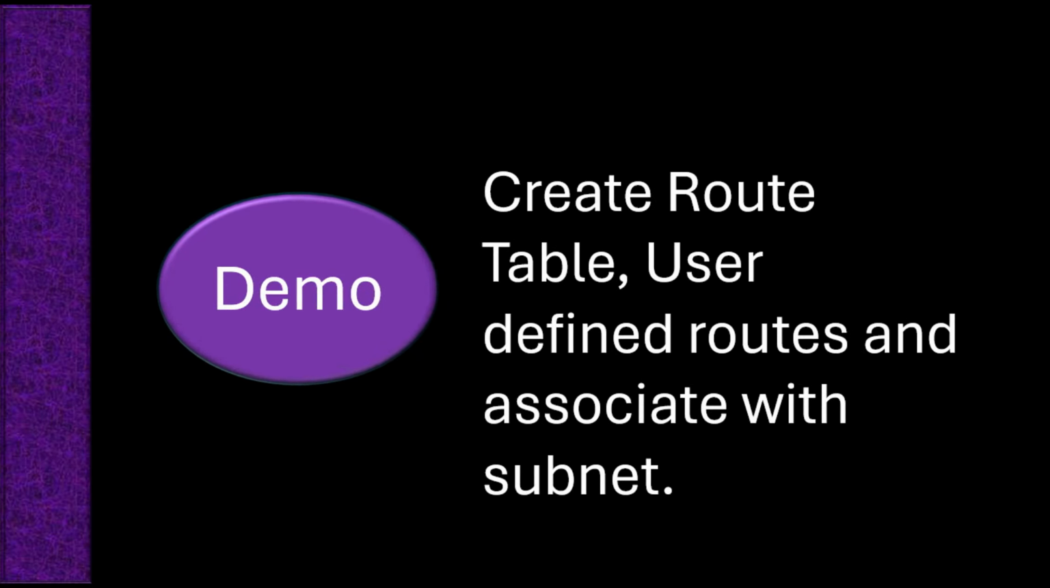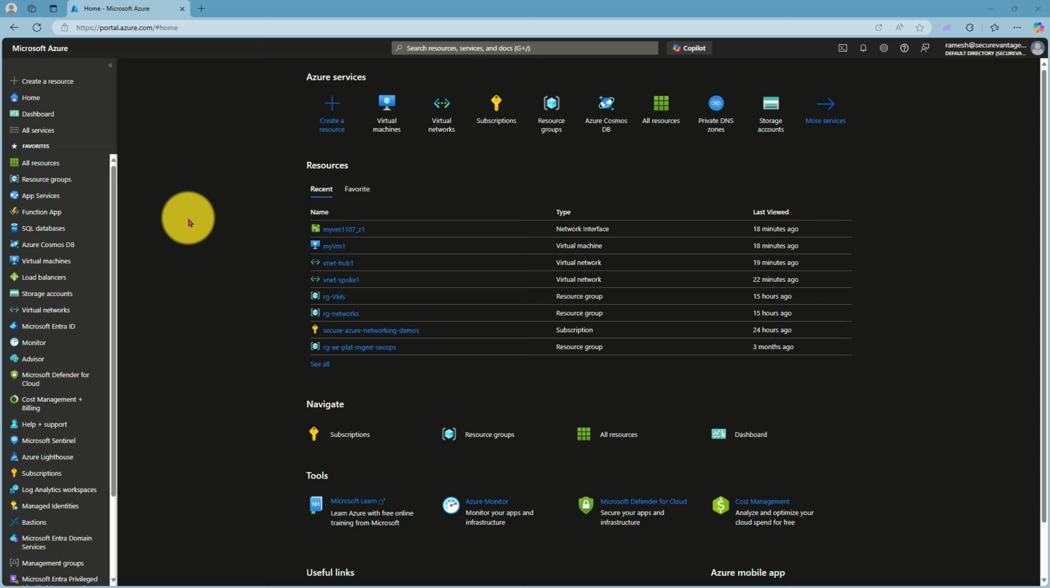In this video, we are going to create a route table, add a few user-defined routes, and associate the route table with a subnet. Whatever we discussed in the previous demos was all about the system-defined route table. That means the route table which we didn't create at all. But when we want to control the traffic, we can create our own route table and override the system routes. How do we do that? By creating a route table.